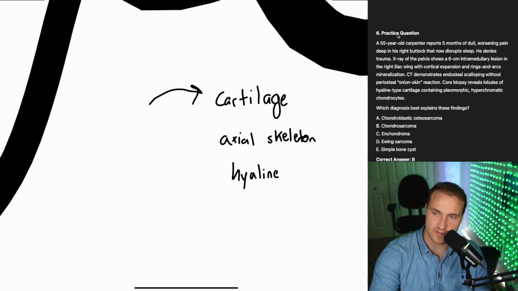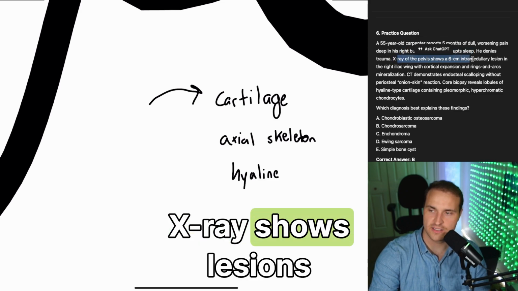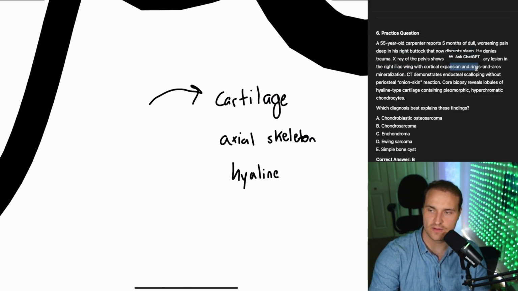So here's the next practice question. 55-year-old carpenter, dull pain in his right butt that disrupts his sleep. X-ray shows lesions of the right iliac wing, cortical expansion, rings and arcs, onion skin reaction. Biopsy shows lobules of hyaline type cartilage, pleomorphic hyperchromatic chondrocytes. What's the best explanation? It's going to be chondrosarcoma.